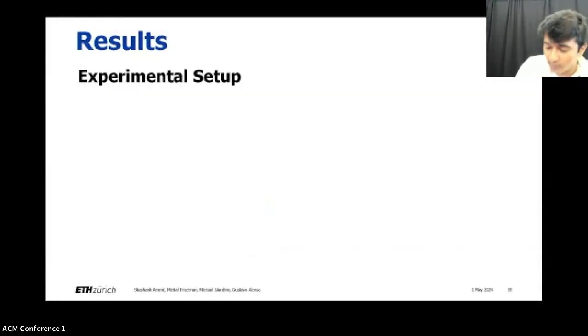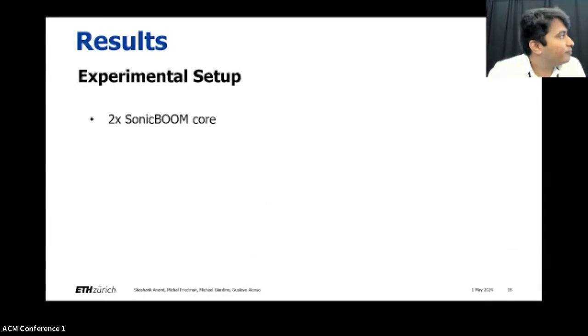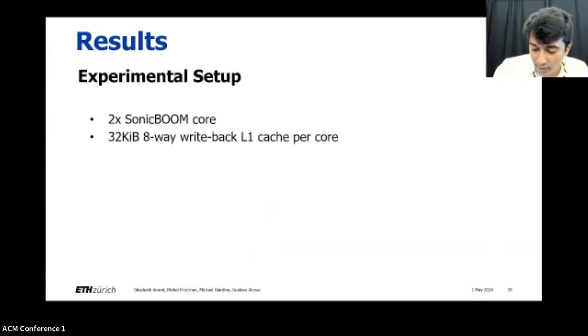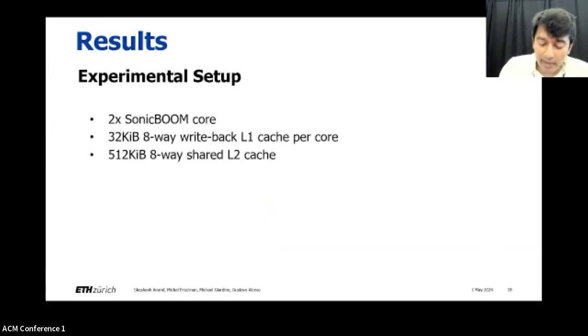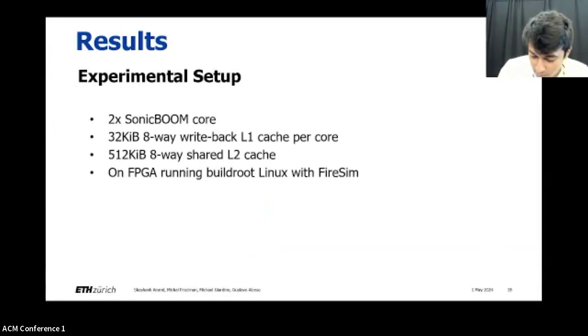So finally, the results. We evaluate everything on the FPGA. We use a dual core SonicBOOM configuration, 32 kilobyte 8-way write back L1 cache, 512 kilobyte 8-way shared L2 cache. Our L2 cache is the DRAM-side level cache. And we evaluated on FPGA running Buildroot Linux with FireSim. So we see the effects of cache coherency, context switching, and virtual memory as well.